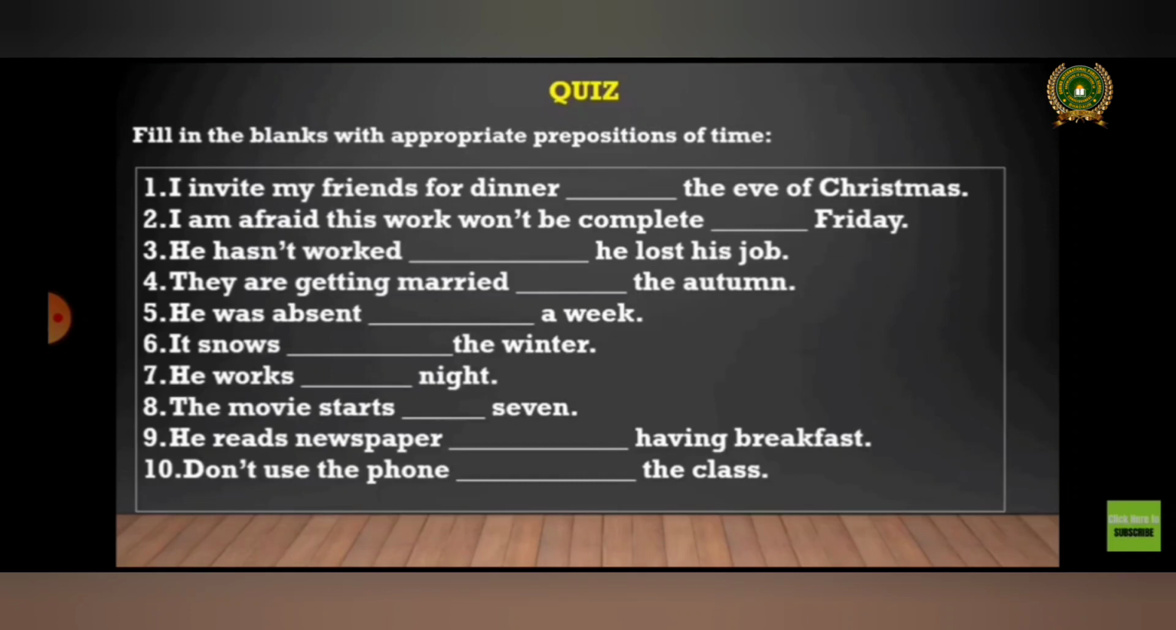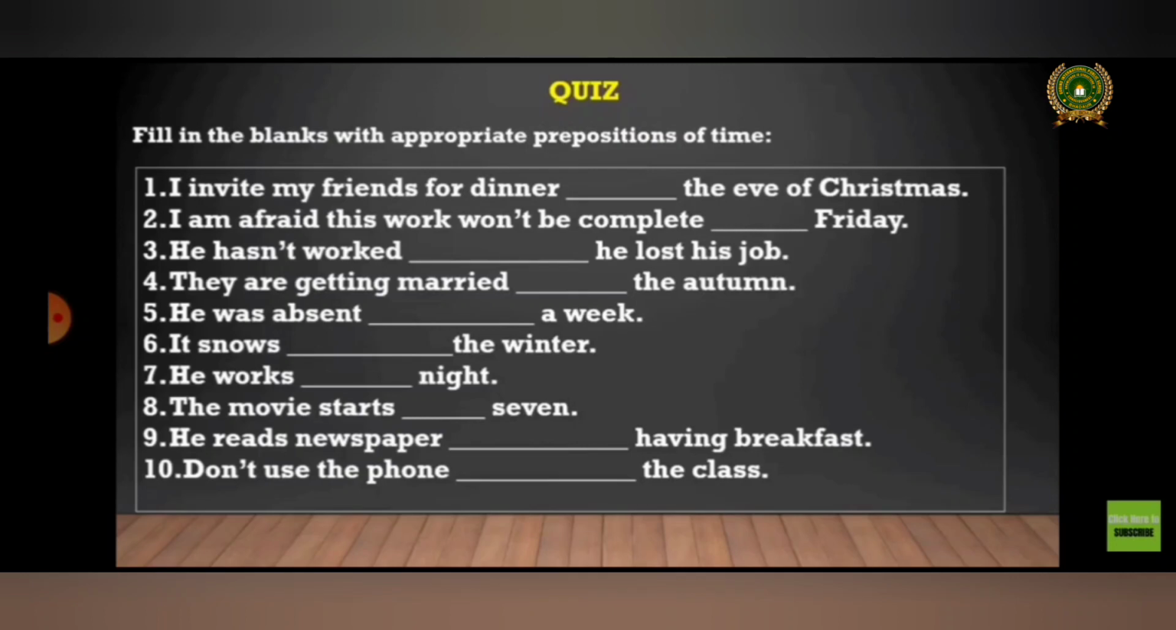Let's see the first sentence. I invite my friends for dinner dash the eve of Christmas. The second one is, I am afraid this work won't be complete dash Friday. I haven't worked dash he lost his job. They are getting married dash the autumn season. He was absent dash a week. It snows dash the winter. He works dash the night. The movie starts dash 7.